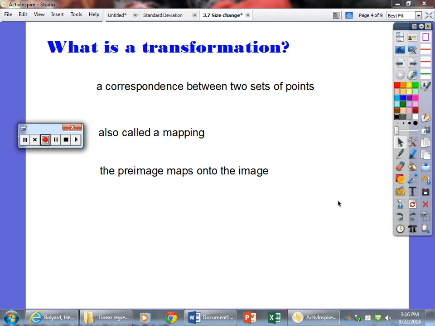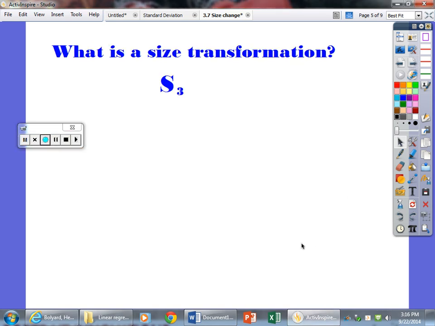So we're going to start out talking about the size change. A transformation is a correspondence between 2 sets of points. Another word for transformation is mapping, because the pre-image maps on to the new image. So how do we notate a size change, and also how do we do the size change actually?